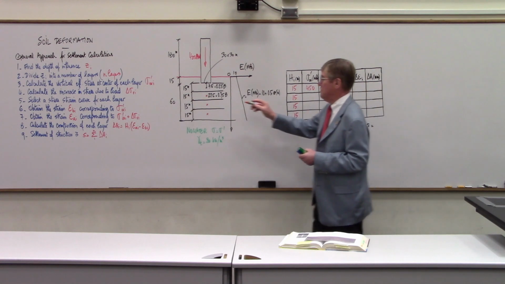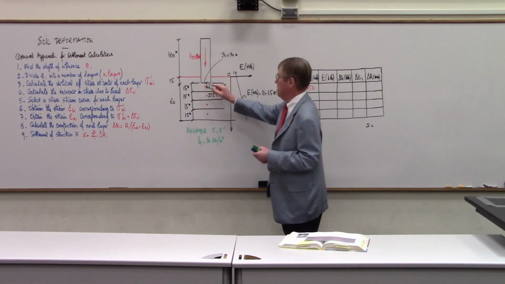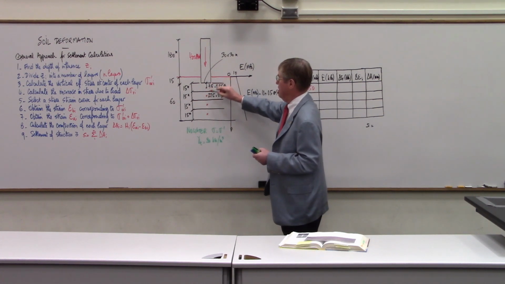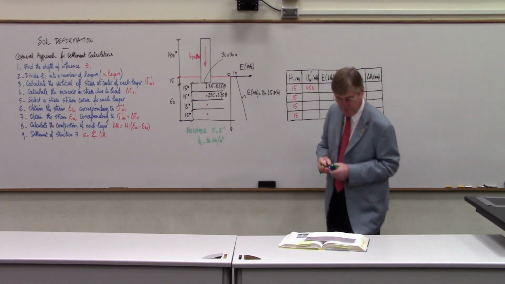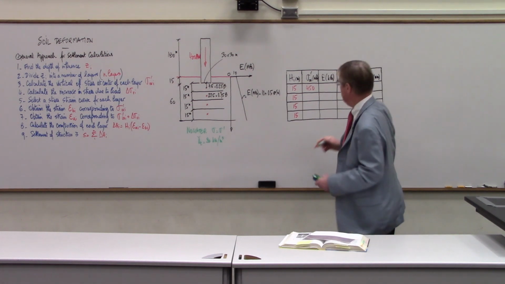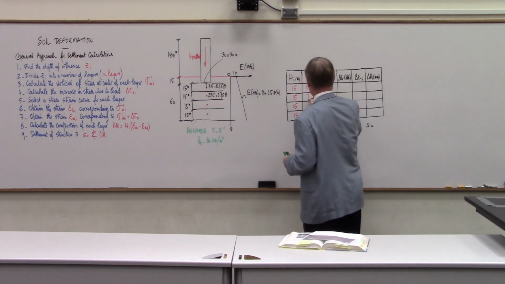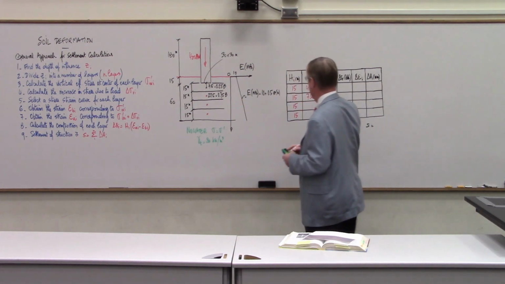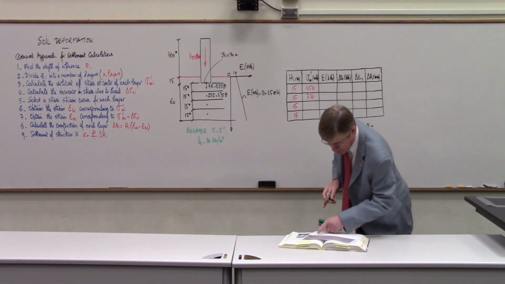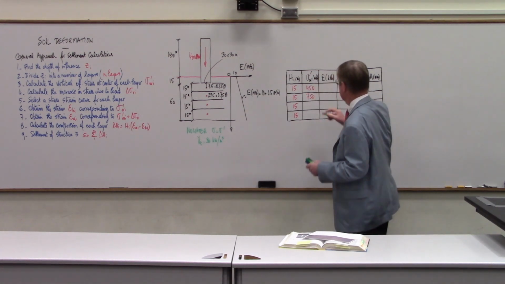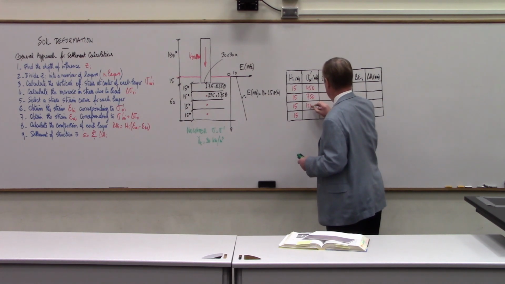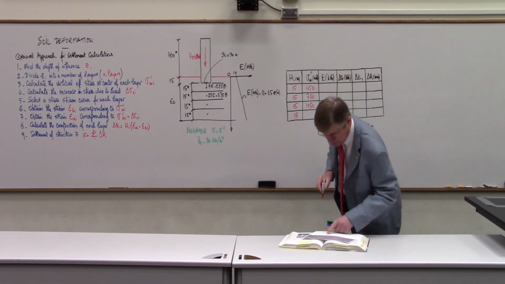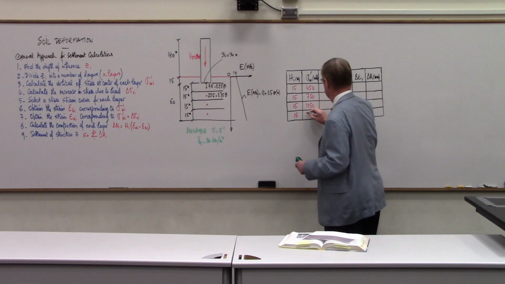Then we go to the center of the second layer, and we have 15 plus 15 plus 7.5, so that's 37.5 times 20, and that's going to be 750. And we continue for the center of this layer, center of that layer. Same calculations, that's 1050 and 1350.